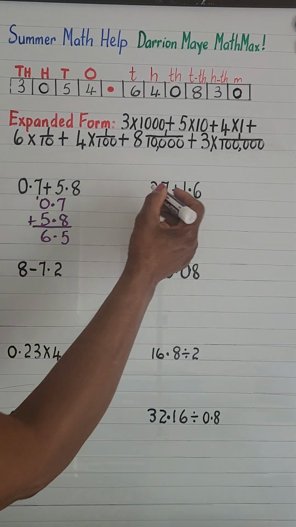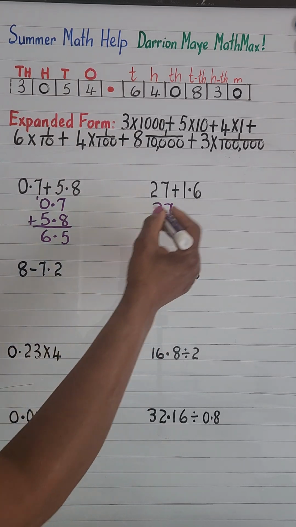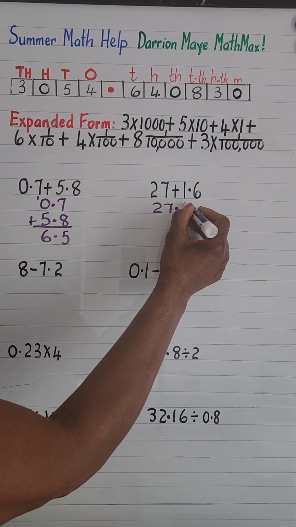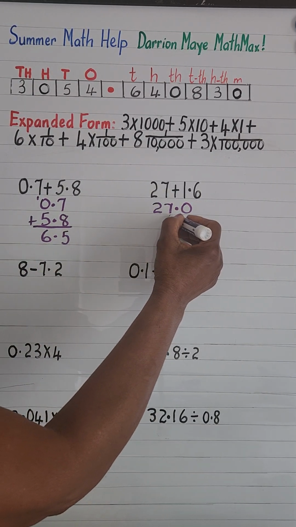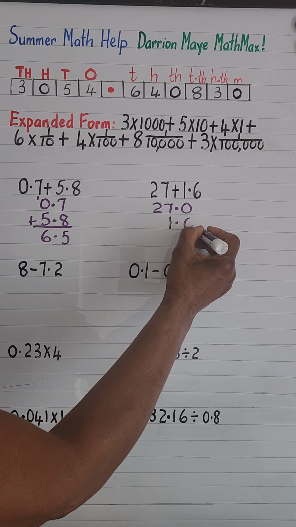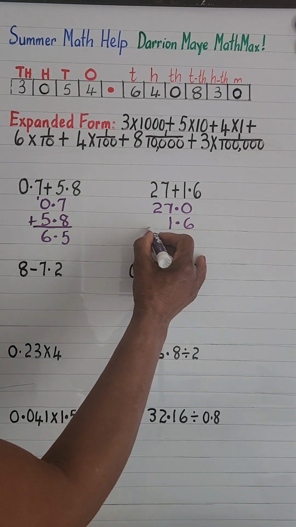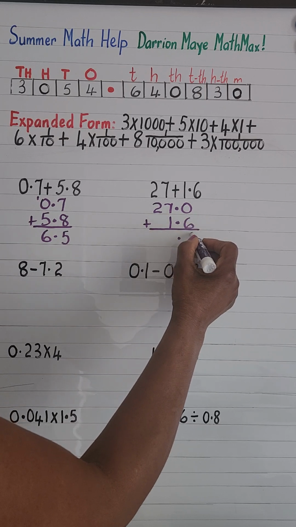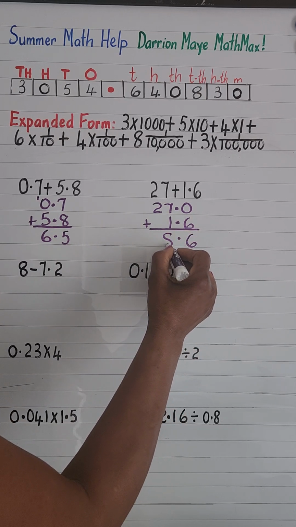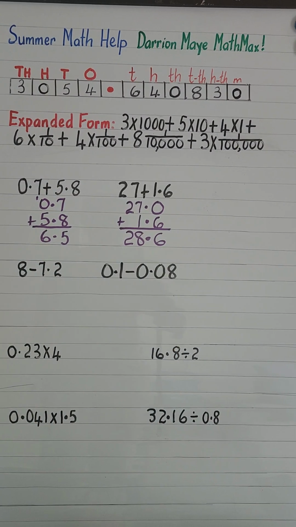Another example, 27. And because it's a decimal, we can put a point and we can also put a 0. We line up the point, 1.6. Yes, we write the number so that the points line up. And now we add. And we'll get a 6 right here, 8 and then 2. And that is 28.6.